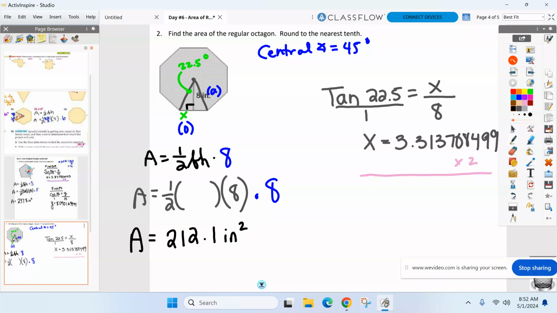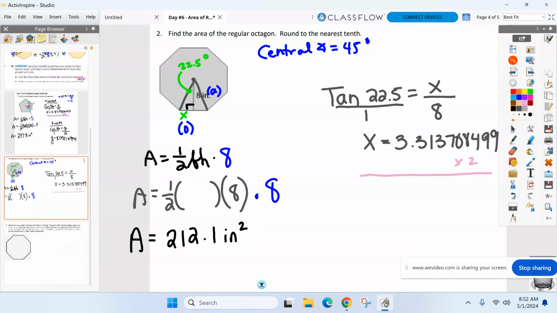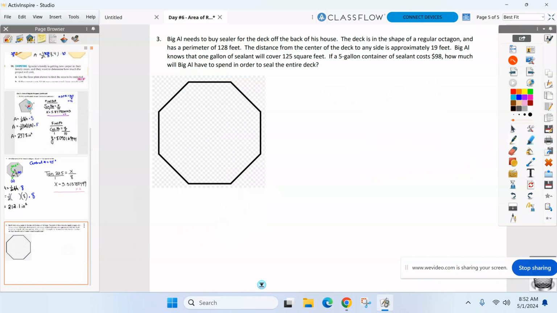But this last one uses everything we've done so far. And to help us out, yep, we brought back our boy. Yep, Big Al making an appearance. He owns a ton of land, and now we're getting off the land and back to his house. He's got a little deck. Conveniently, his deck is in the shape of a regular octagon. Look at that. Convenient. And that deck has a perimeter of 128.